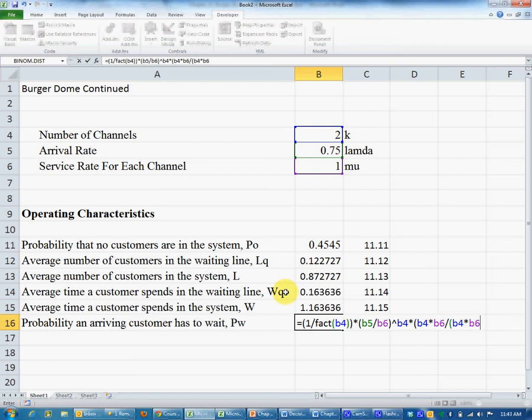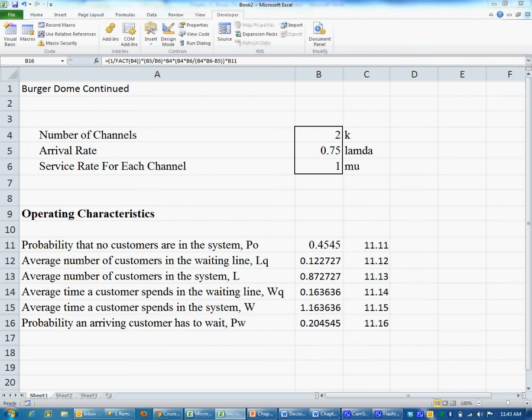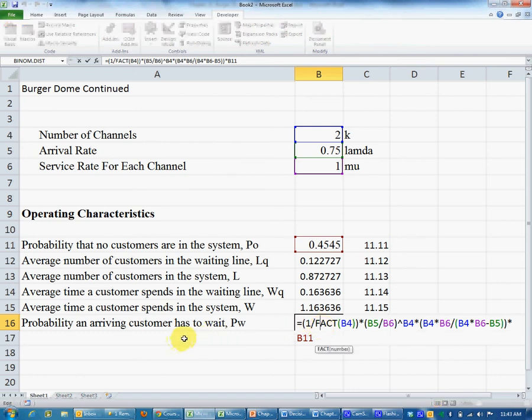Gotta find my place again here. Times B6 minus B5 double close times B11. That was a lot. I hope I got that right. Yeah, we got it. Everybody with me? That was equation 11.16, which you can see is also a bit of a monster on page 508. We good? You okay, Will? Yep. All right.